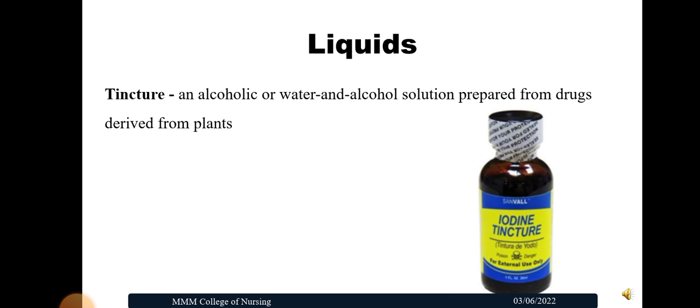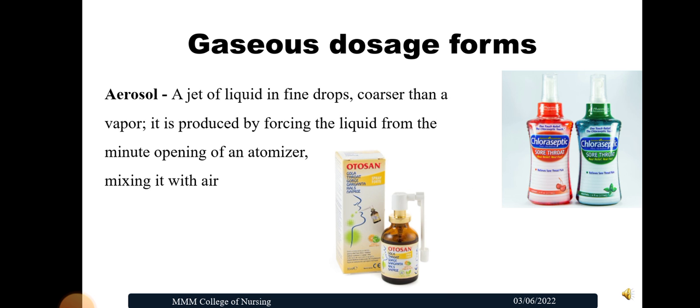Tinctures are liquid preparations prepared with an alcoholic or water and alcohol solution from drugs derived from plants. Aerosol medications are in gaseous form. A jet of liquid in fine drops coarser than a vapor is produced by forcing the liquid through the minute opening of an atomizer, mixing it with air.